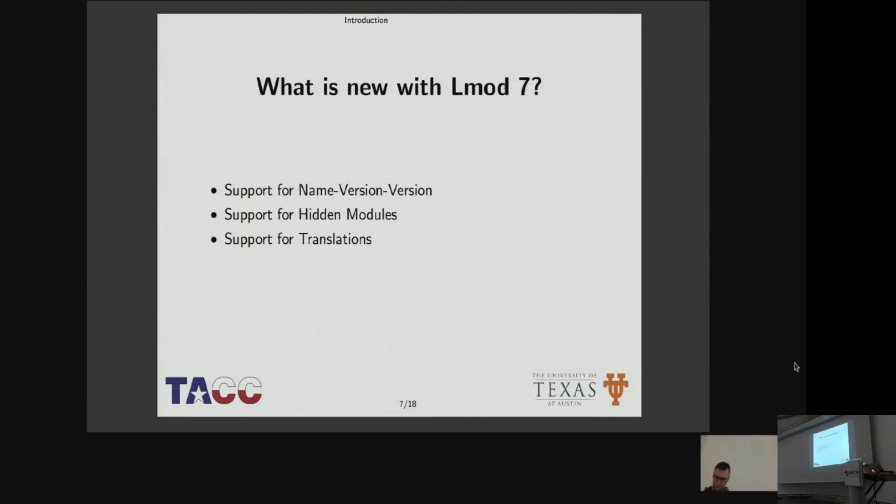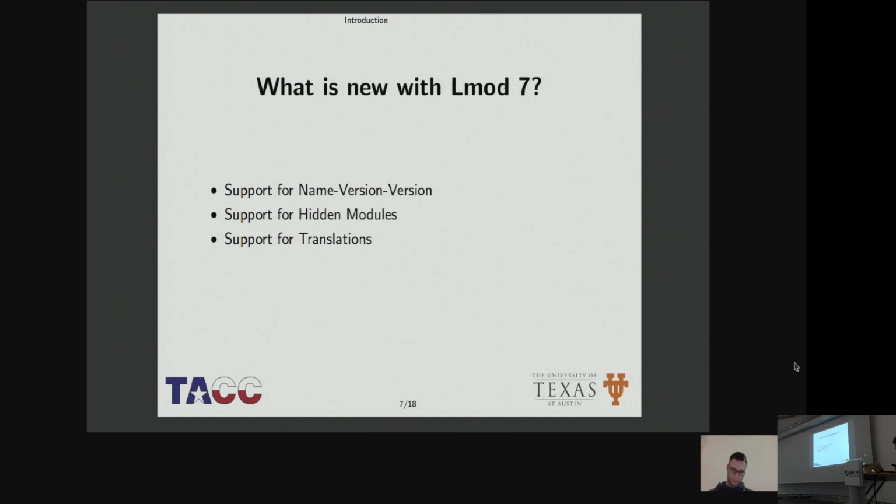This past year, 2016 was a really busy year for Lmod. It may not seem it, but I essentially rewrote Lmod, started from scratch and started with the core routines that walk the module tree. I completely changed those and then pulled in stuff from Lmod 6 into Lmod 7. But the big change was to support what I call name version, and I'll explain what that means in a minute. And then support for hidden modules, and this is also pretty useful.